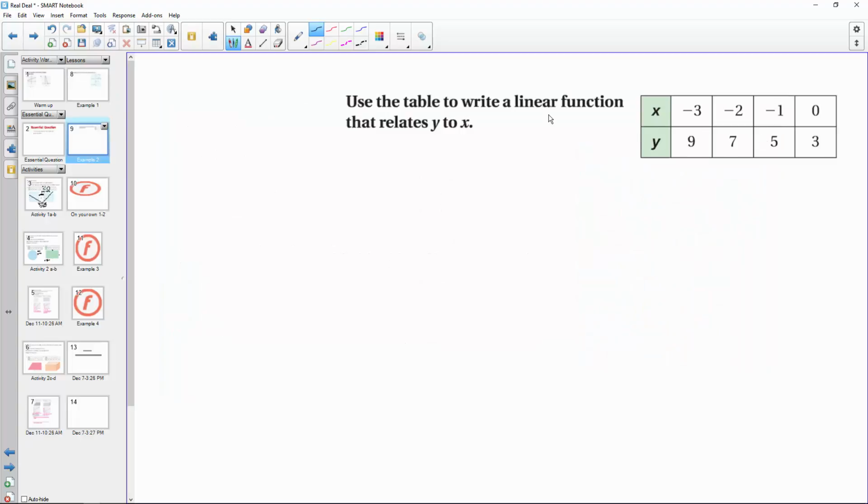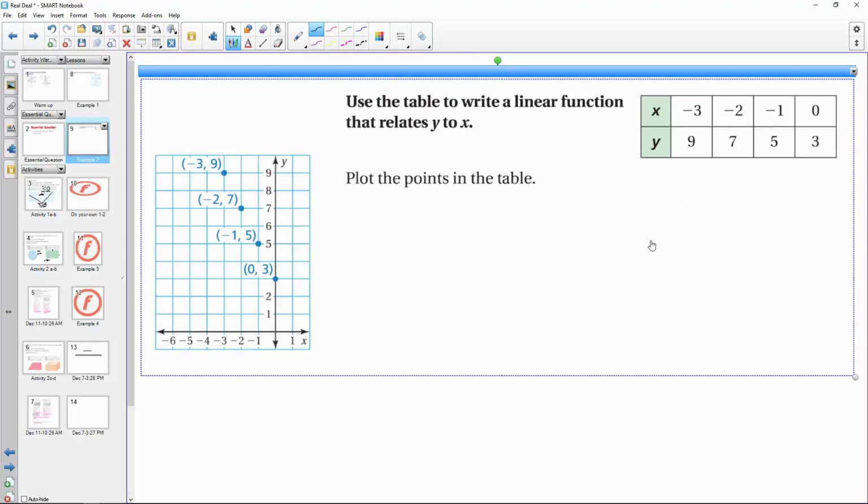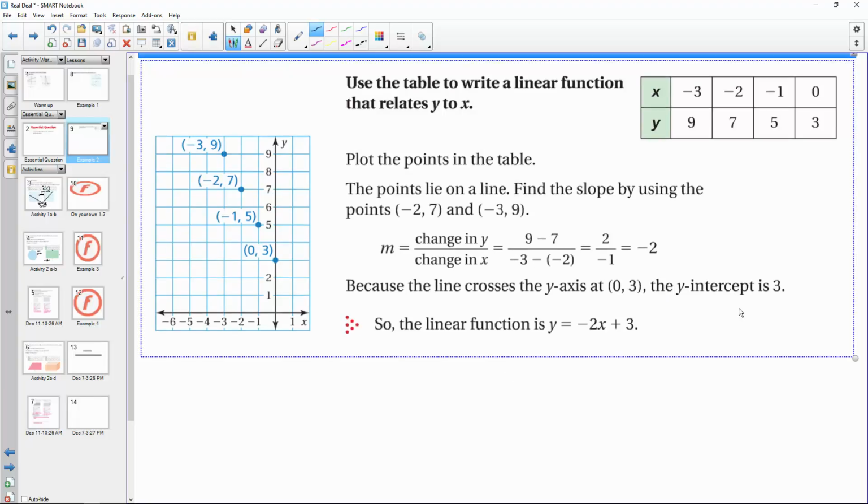This one says write a linear function that relates x to y. So first of all, plot the points. Here they are. Look at the ordered pair of the change. It's going up by 1 every time, right? These are going up or down by 2. Oh, I'm sorry, it's going down by 2 over 1. So it would be negative 2 over 1 x plus 3.